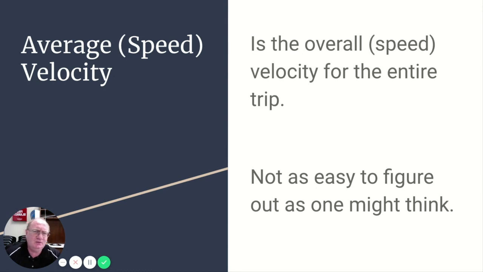Well, one thing that we can do is we can actually find the average speed or velocity of an object. And a good way to think about the average velocity is the overall for the entire trip. And when you find average velocity, it's just not taking two numbers, adding them together and dividing by two.